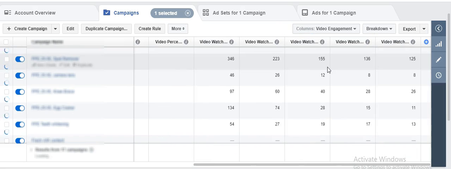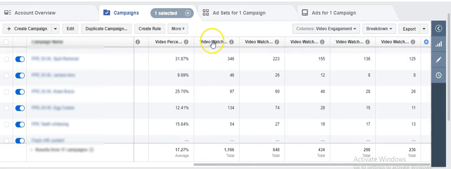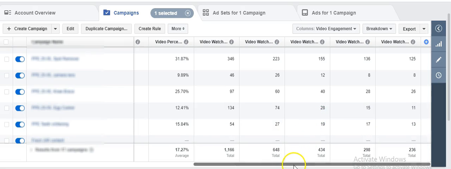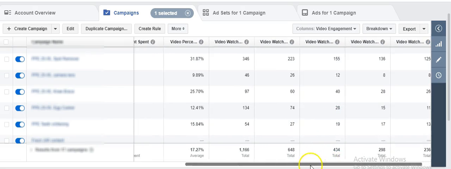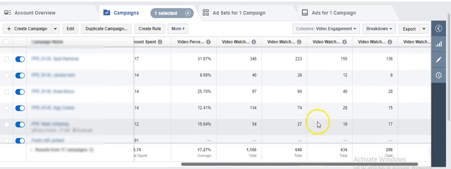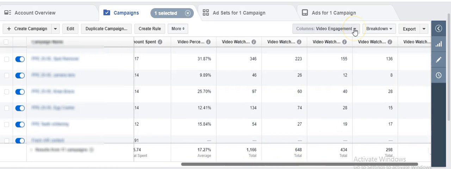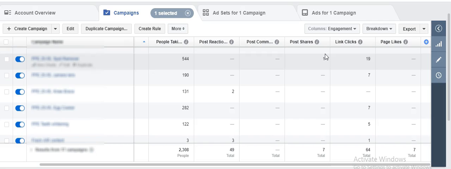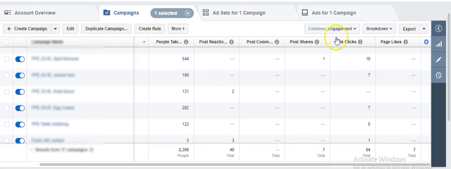Another metric is video engagement. This is like 25% of the people that watch your video. So you really want to see the people that watch your video into its entirety, that way you can go back and retarget them as well. Okay, so pretty much that is it. You have the engagements, and the breakdown gives you everything that you need to know on all the angles.